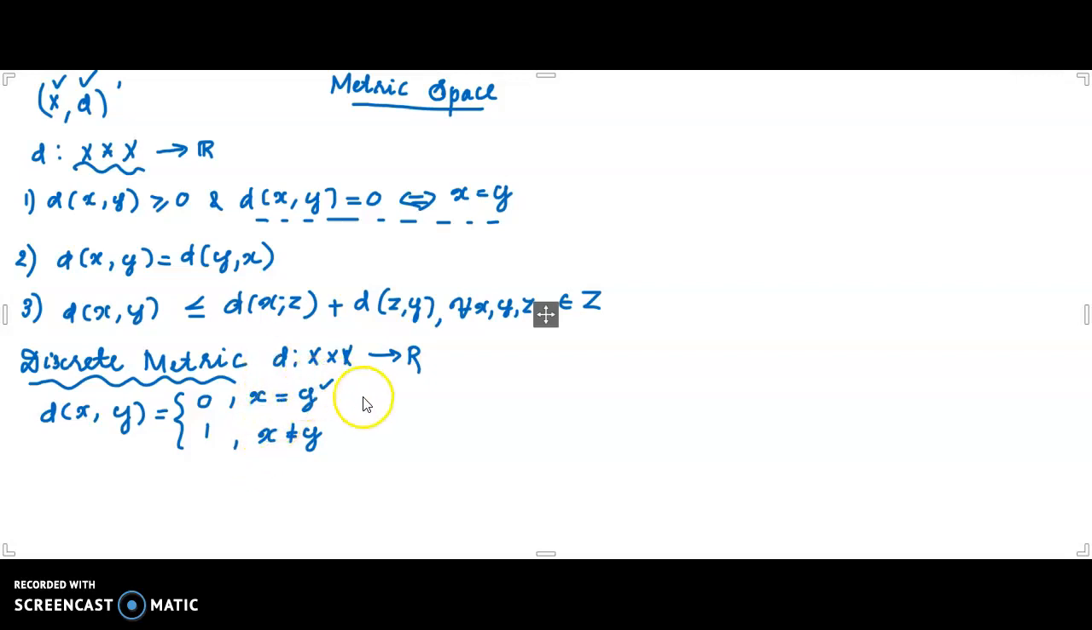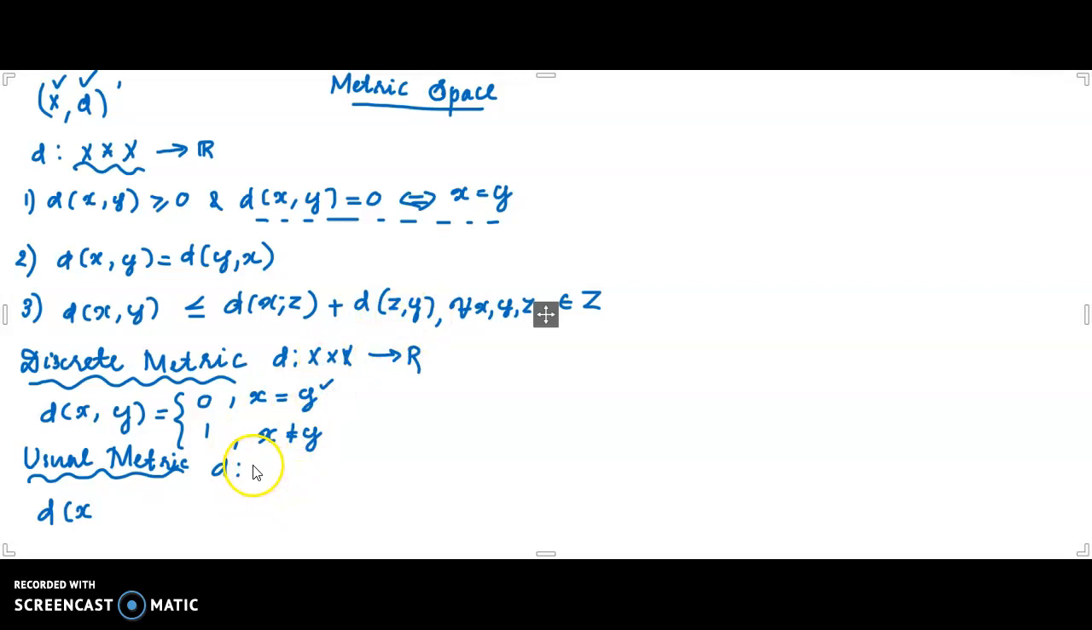Another example is the usual metric. These are all an introduction to topological spaces. Using the usual metric, we will later define a topology called the usual topology. First we see what the usual metric is. It is defined on the real line. The earlier discrete metric can be defined on any set X.